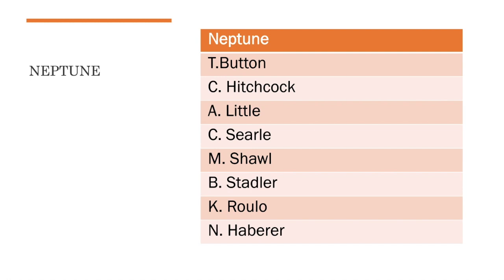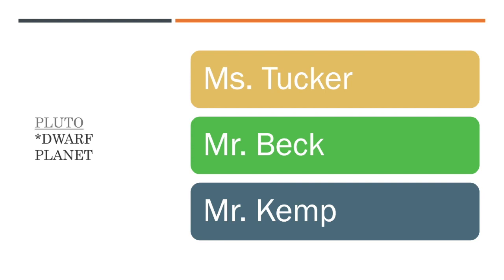Neptune: Button, Hitchcock, Little, Coleman, Shaw, Sadler, Rulo, Habener. You have Neptune. Okay. Pluto, Miss Tucker, Mr. Beck, Mr. Kemp. You better rock this project out. You've got Pluto. That's right, kids, we're doing a project too.